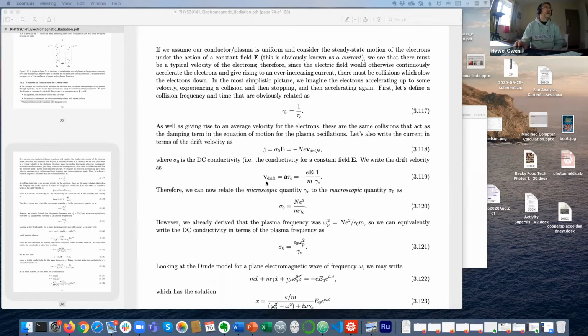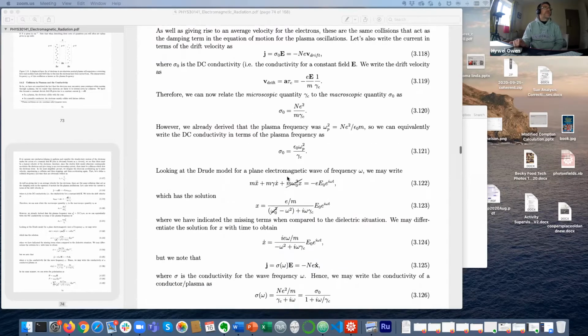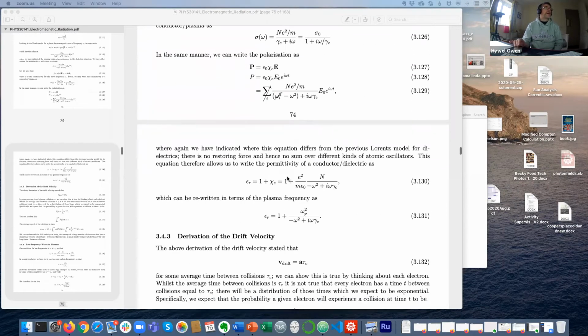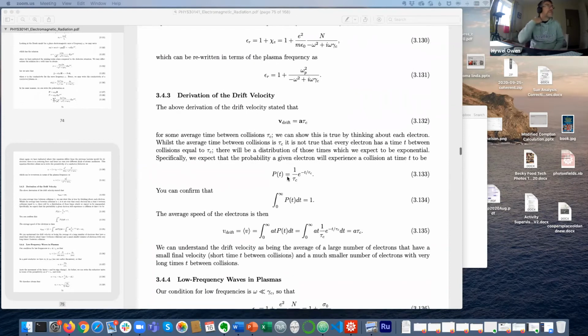And I just said, without really justifying it, that the average velocity was equal to the acceleration times the time between collisions. So this, of course, needs a little explanation. So I've added an extra section down here. This is the derivation of that drift velocity.